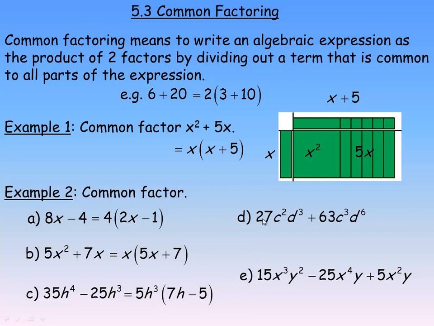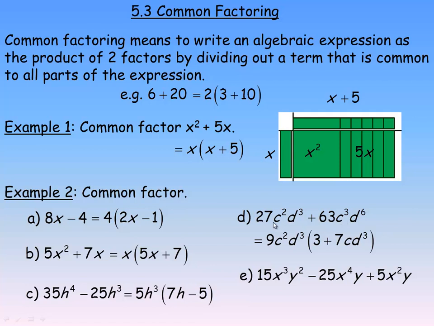In D, 27 and 63 both divide by 9. 3 goes into them as well, but always find the largest common factor. So the common factor has a 9. I'll write this down. Now there's a c squared and a c cubed.